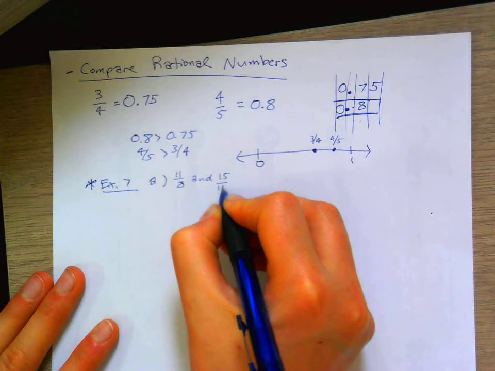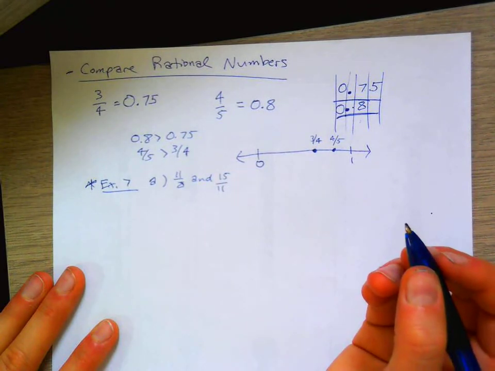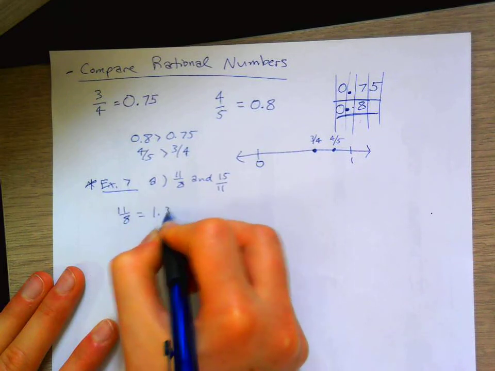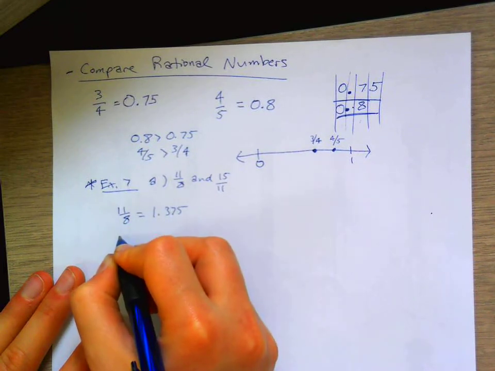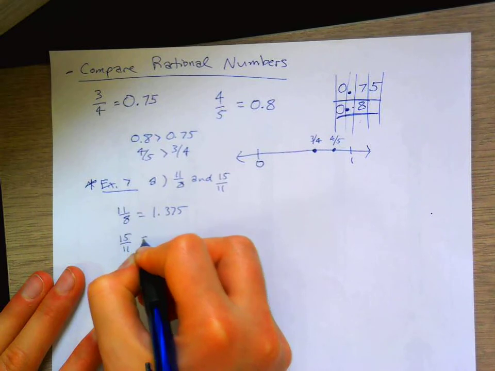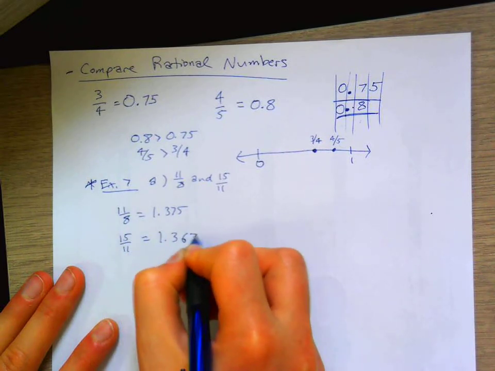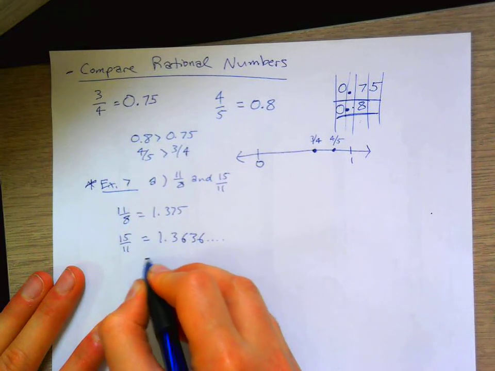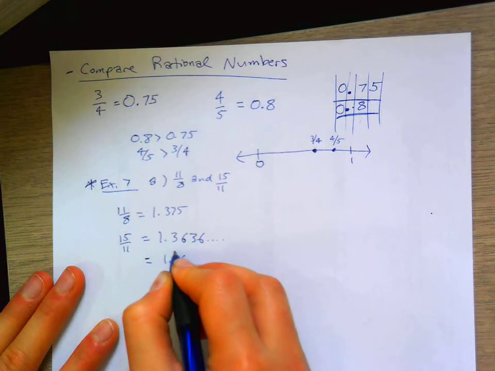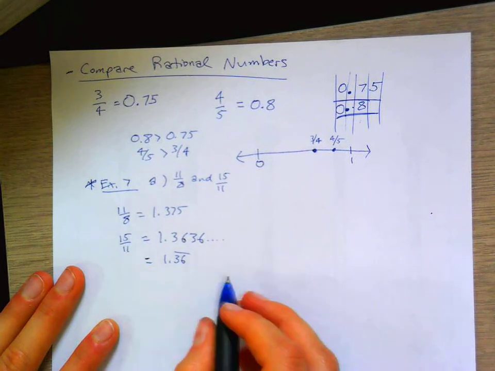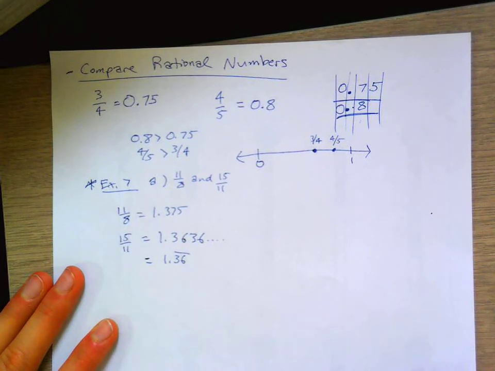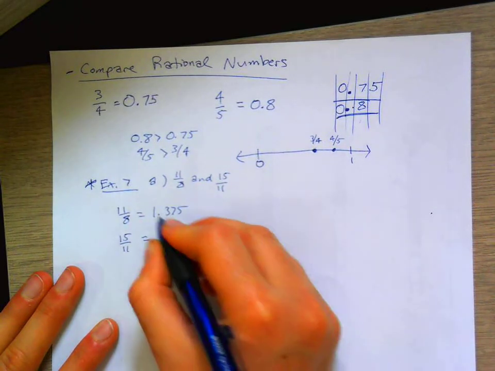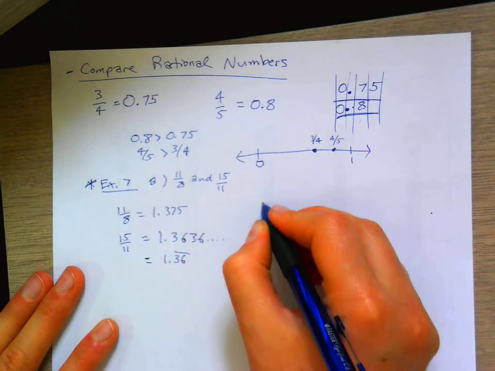11/8 equals 1.375. 15/11 equals 1.3636..., or that could be written as 1.36 repeating. Remember, you can draw the line over the repeating numbers. So let's compare where these fall. They both start with a 1, so we're going to draw ones in this place. Decimal. Next, they both have 3s.